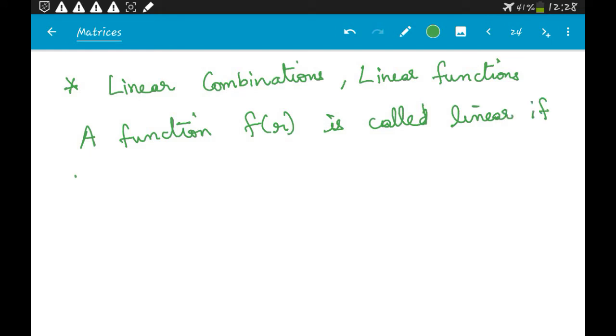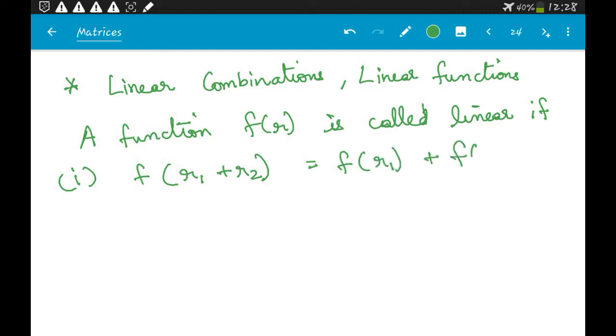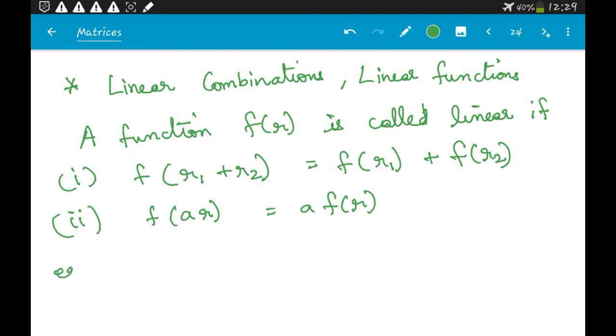The first condition is f of r1 plus r2 is equal to f of r1 plus f of r2, and the second condition that it should satisfy is that f of a into r should give you a into f of r. Okay, so these are the two conditions that should be satisfied if the function is linear. So let's consider an example.